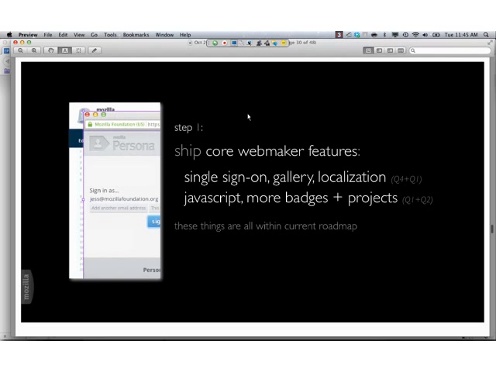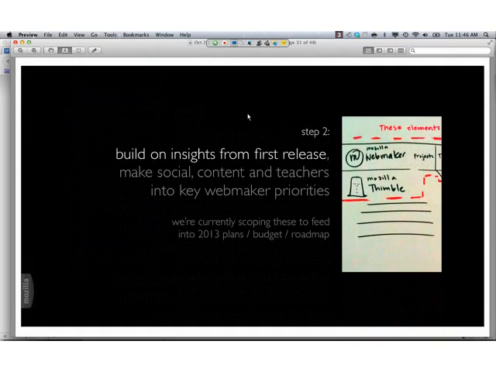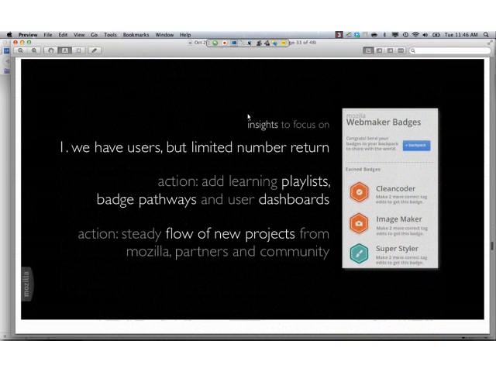All right, next slide. So step two then is really taking those five insights that Ryan talked through and thinking about what that means for the product. The first one is that we have users, but a limited number return. Ryan went into this in detail, but the way that Jess talks about it, and in fact it just came up in the Etherpad, is that we've had visitors, but we don't have users.